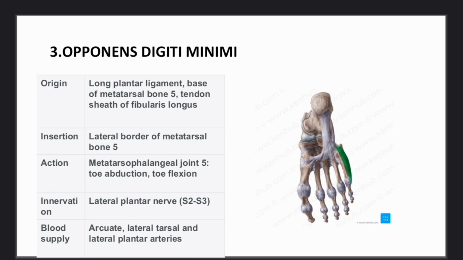So the next muscle is opponens digiti minimi. The opponens digiti minimi is the third muscle of the lateral compartment of the foot. It originates from the long plantar ligament and the base of the fifth metatarsal bone and inserts along the lateral border of the fifth metatarsal bone. It draws the fifth metatarsal laterally and slightly plantarward, helping with the movement of the little toe. It also assists in flexion of the fifth toe at the MTP joint. Innervation is supplied by the lateral plantar nerve, and blood supply it receives from the lateral plantar artery and the arcuate artery.